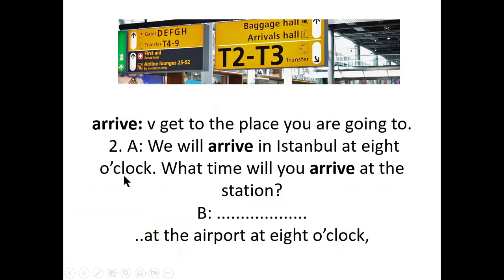Dialogue 2. We will arrive in Istanbul. We will arrive in Istanbul at night, at 8 o'clock. What time will you arrive at the station? We will arrive at the station at 9 o'clock. We will arrive at the airport at 8 o'clock. Verb 1, because there is will. We will arrive.